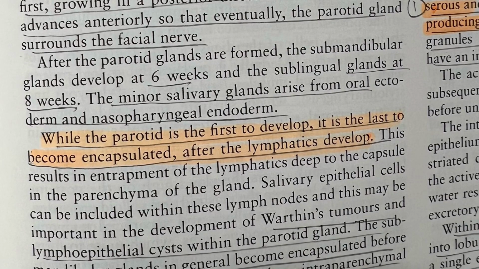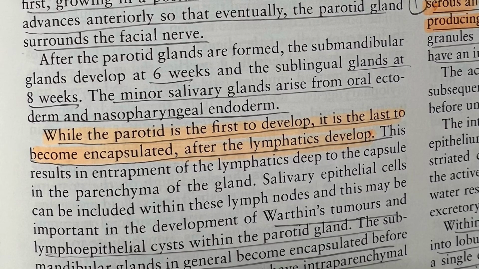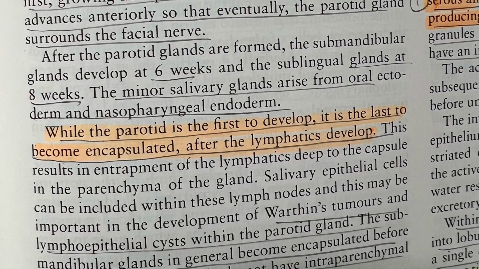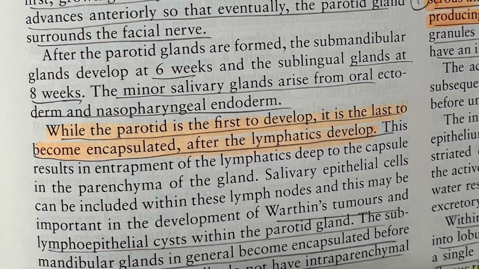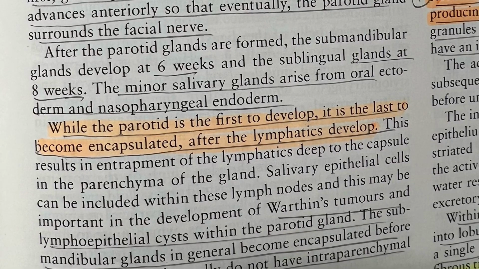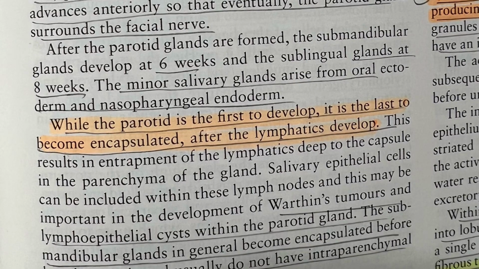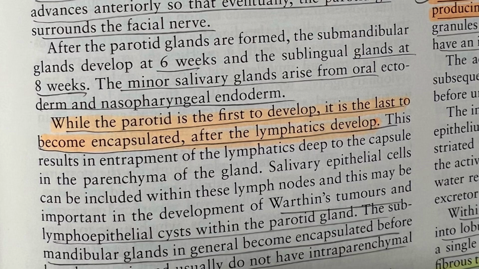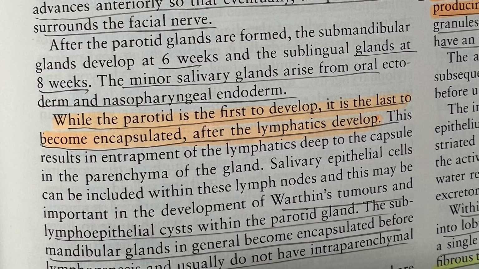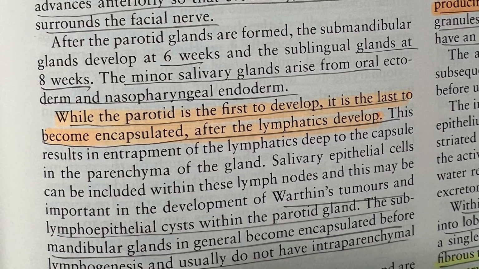While the parotid is the first to develop, it is the last to become encapsulated, after the lymphatic development. This results in entrapment of lymphatics deep to the capsule, in the parenchyma of the parotid gland, ultimately leading to Warthin tumors, whose common site is the parotid. So salivary epithelial cells can be included within these lymph nodes, and this entrapment in lymphoepithelial cysts leads to Warthin tumor formation in the parotid, which is the last to be encapsulated.